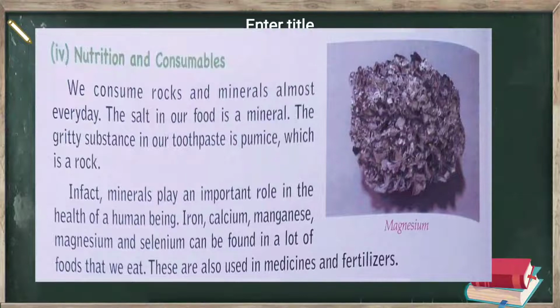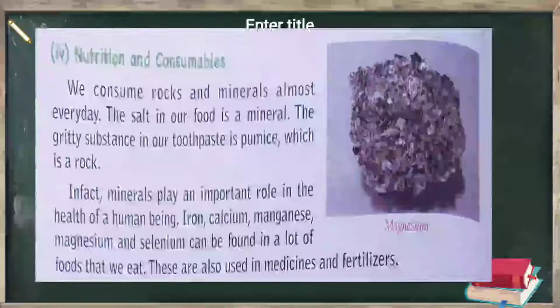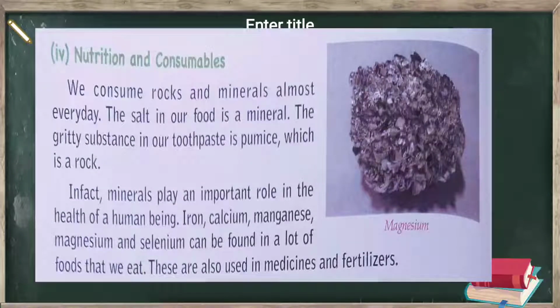Iron, calcium, manganese, magnesium and selenium can be found in a lot of the food we eat. So when we eat, these things are found in that food. They are also used in medicines and fertilizers.